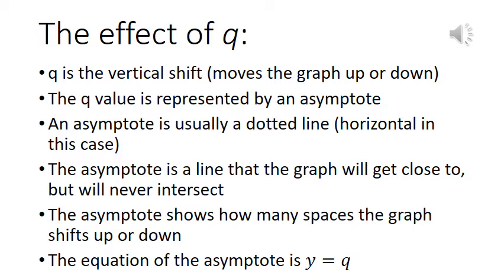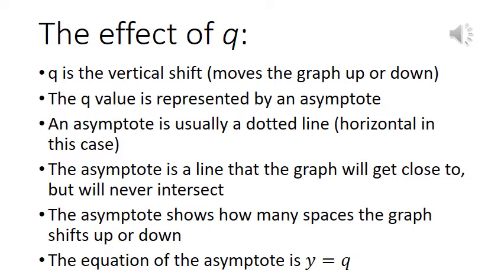Now, for a hyperbola, the q value is represented by an asymptote. An asymptote is, in this case, a dotted line, and it will be horizontal because it represents how many places the graph has moved up or down. An asymptote is a line that the graph will come really close to, but it will never intersect. It will never cut the asymptote. Like I said, the asymptote shows how many positions the graph has moved up or down.